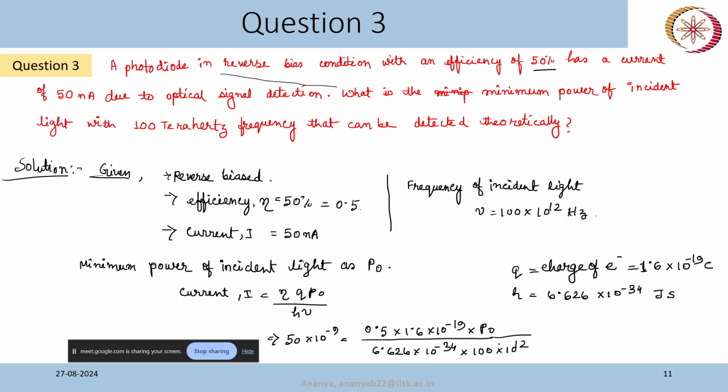Writing everything in standard unit. So the P naught incident power that we will get, what will be the unit of incident power? So what is the unit of power? That is in watt, right? So P naught we will get with the unit of watt. You can do this calculation. Tell me the answer.